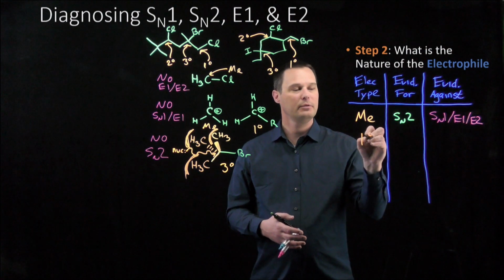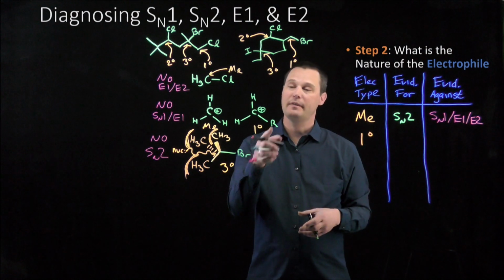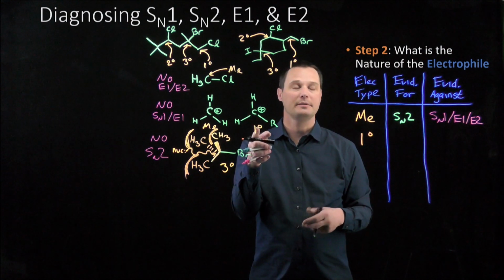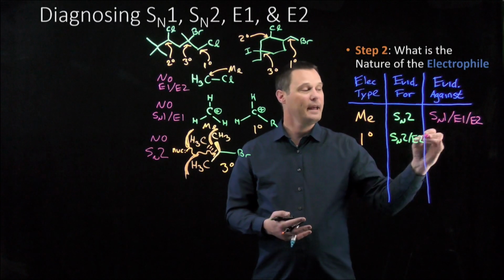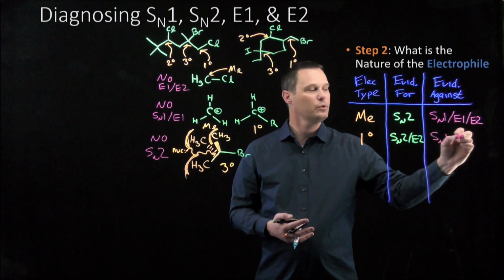Our electrophile could be a primary electrophile. Primary electrophiles can't form primary carbocations, but they can do SN2 reactions and E2 reactions. They just lack the ability to do SN1 reactions or E1 reactions.